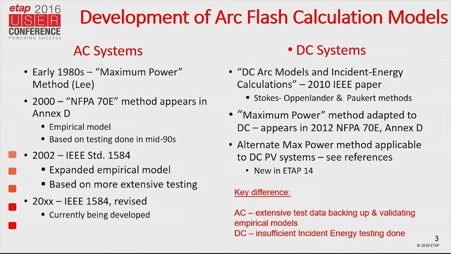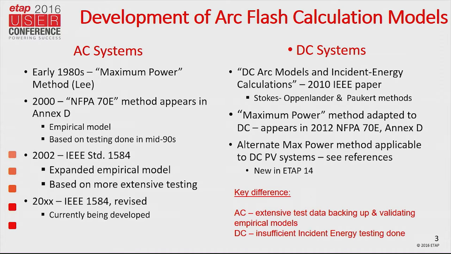2012, I already mentioned, is when the maximum power calculation method was adopted for DC systems and started appearing in NFPA 70E. One more relatively recent development, there's an alternate maximum power method that's actually applicable to DC photovoltaic systems. I'm going to touch on that just briefly in the presentation this morning, but if you want to learn more about that, a good way to do that is to come to the tutorial on Wednesday afternoon. You can hear some more about that.